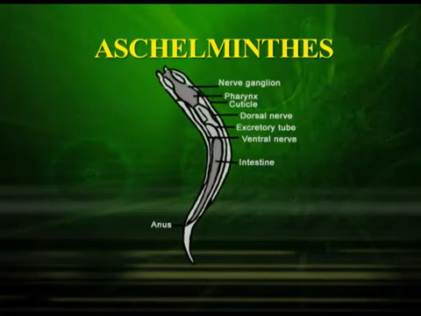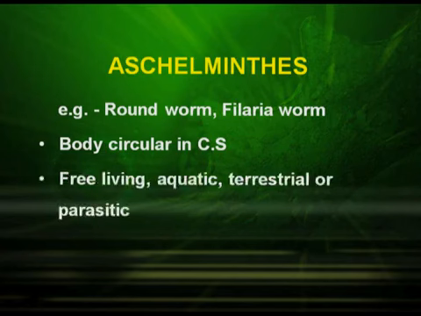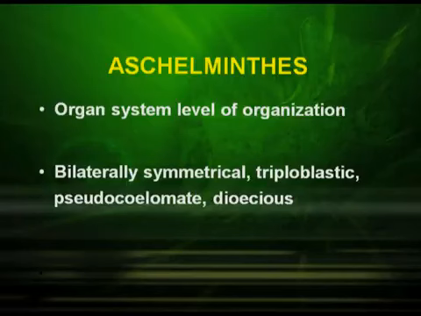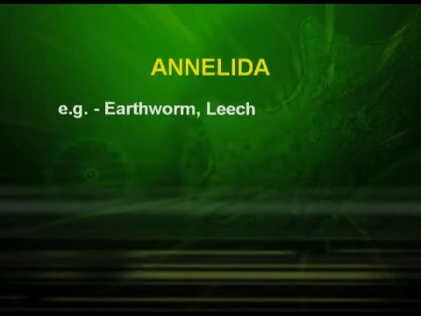The next phylum is Aschelminthes, which includes the roundworms and the filaria worms. Their body is circular in cross section. They are aquatic or free living, terrestrial or parasitic. They have the organ system level of organization. These organisms are bilaterally symmetrical, triploblastic, pseudocoelomate and dioecious.